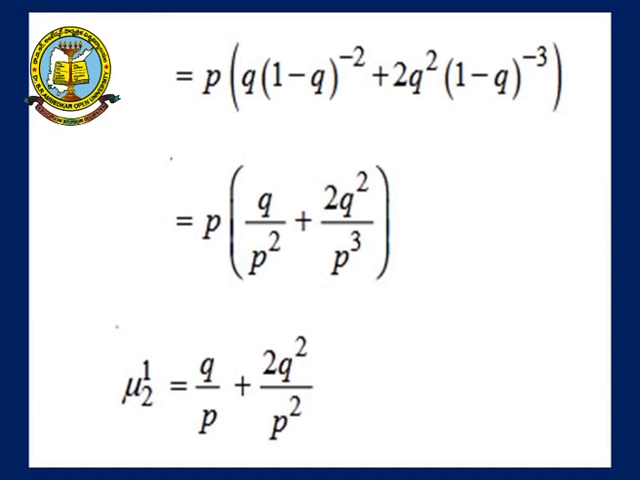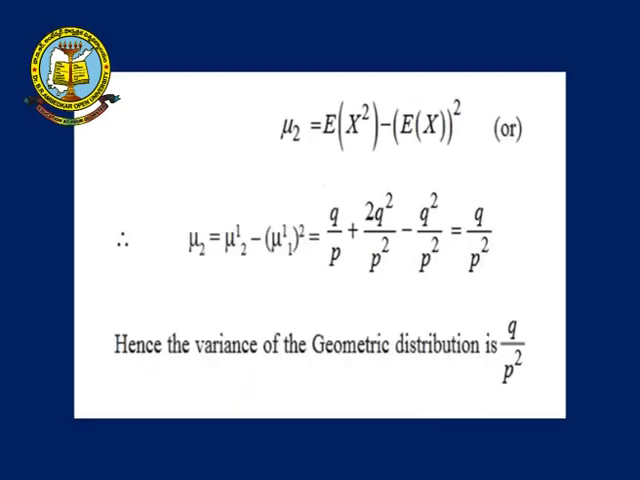Therefore, mu 2 dash is equal to q by p plus 2q square by p square. What is the mu 2 value? This is the derivation of the first and second moments. We have to compute E of x square minus, within the square brackets, E of x whole square. So mu 2 is equal to mu 2 dash minus mu 1 dash whole square. This is the mu 2 formula.